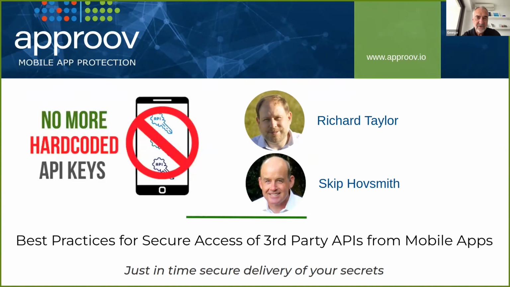And we have a very interesting agenda for you today. We have two speakers. We have Richard Taylor, who's the CTO of Approve and the co-founder, and Skip Hovsmith, who leads the US team for Approve. And they're going to be talking about how we can jointly eliminate hard-coded API keys from mobile apps.